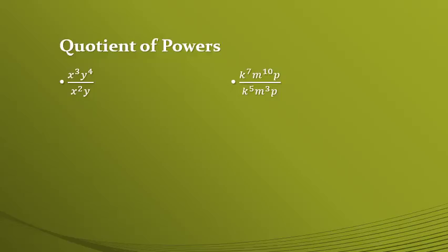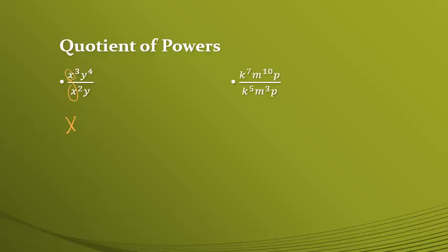And our first one here is x cubed times y to the fourth, divided by x squared y. Well, I've got exponentials. I've got two different bases here. I've got x cubed and I've got x squared, so they are the same base. I'm dividing x cubed by x squared, and I'm going to subtract the exponents, and that is just going to leave me with x.